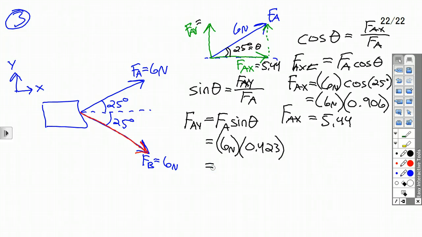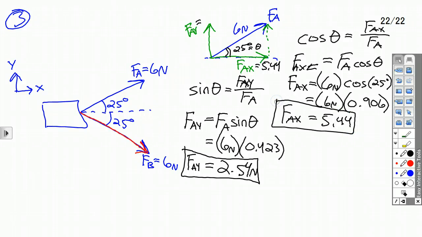Again, you can keep it in your calculator so you don't have to round. It should be about 2.54 newtons. We're using 3 digits over here, I'll keep 3 digits over here. I'm not too concerned with significant figures right now. 2.54 newtons for FAY. FAX was 5.44. So there are my two x and y components for one of these forces. And the nice part, that's mirrored on the other side. It's still a 25-degree angle, so this whole thing flips over. The x component is still 5.44. The y component is 2.54, just in the other direction.